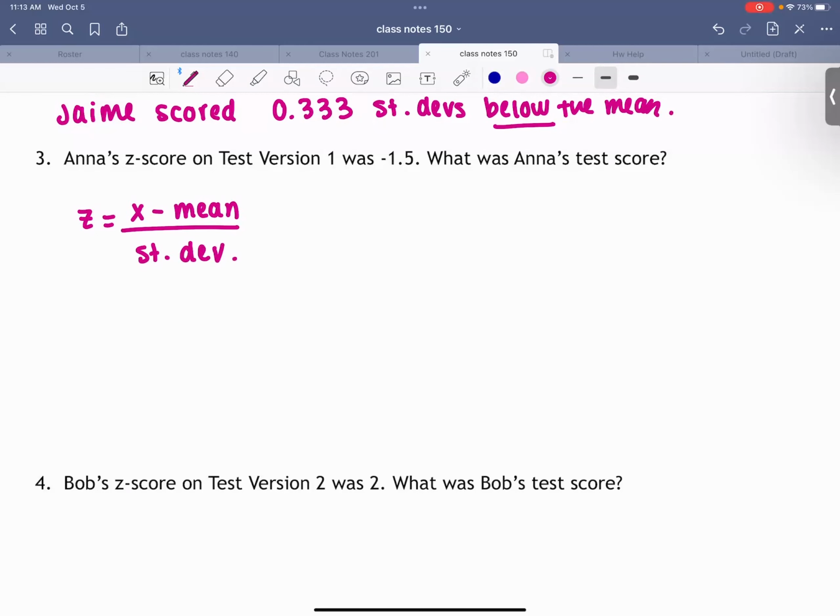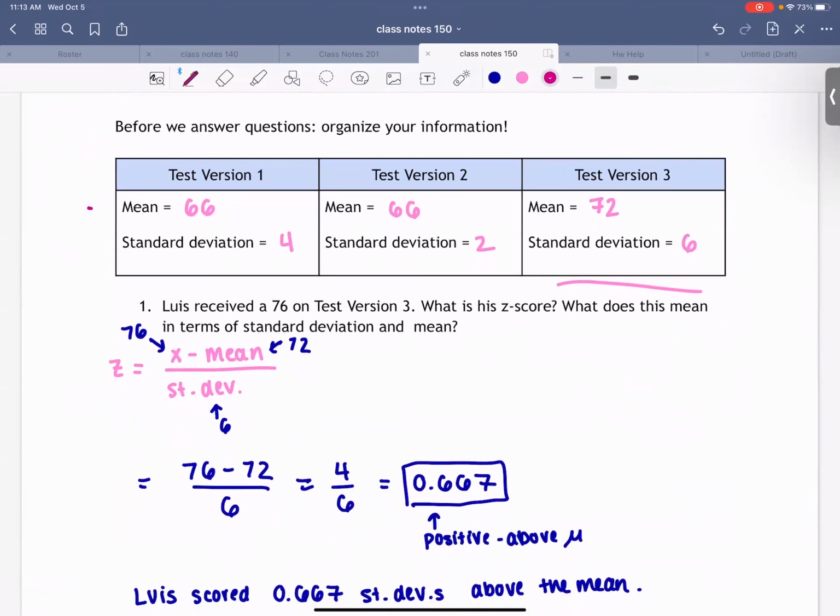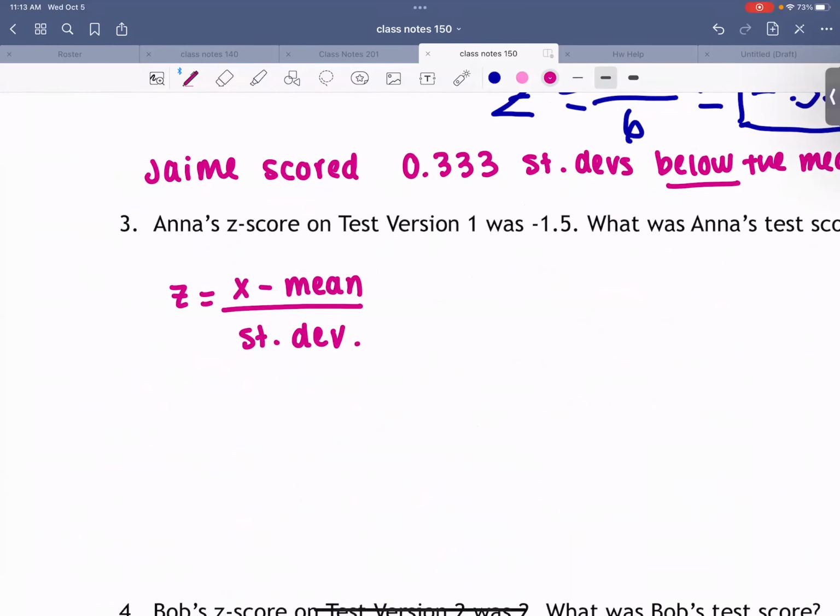okay? We're looking at test version 1, so if I take a peek back at version 1, I know that the mean is 66 and the standard deviation is 4, so I can fill that in. We have x minus 66 over 4. And it's giving us the z-score, so the z has to be here. Negative 1.5 equals x minus 66 over 4. Everyone good with how I wrote that out? Good. Now we have to isolate x, right?